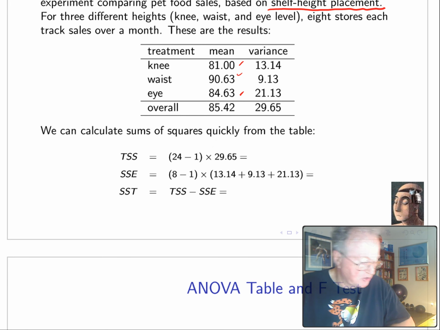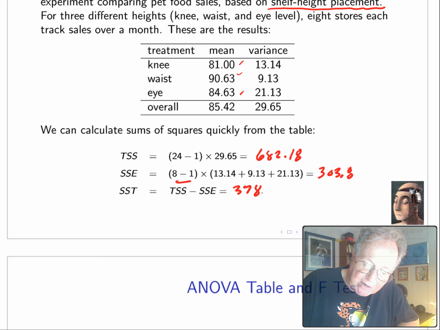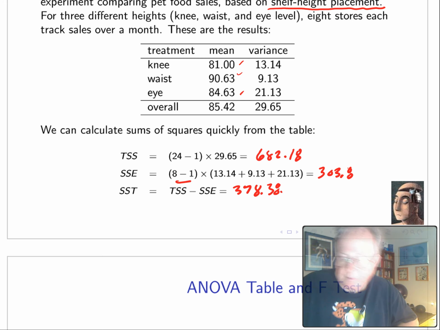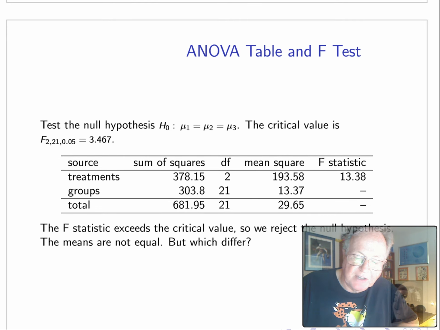So the total sum of squares works out to 682.18. The sum of squares for groups, let's see, 7 degrees of freedom for each group, so that takes care of that. And that works out to 303.8. And then we just take the difference there, and we get 378.38, more or less. Let's put this in the ANOVA table now, and see how that works.